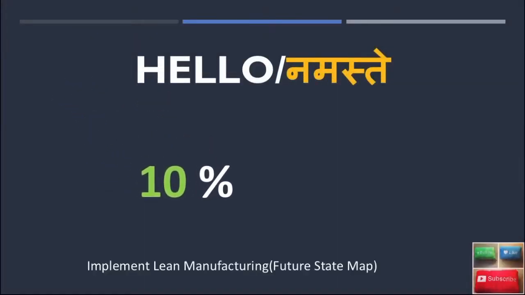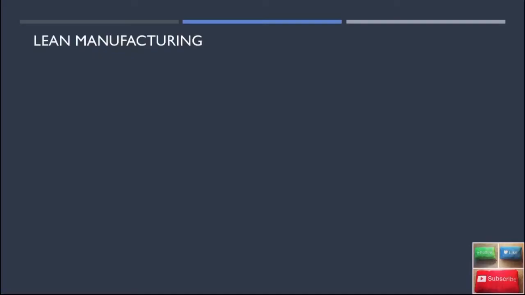So today we are going to discuss how to implement lean manufacturing, or how to create the future state map. Lean manufacturing was a concept derived mainly from the Toyota Production System. It is an optimized way of production through elimination of waste.